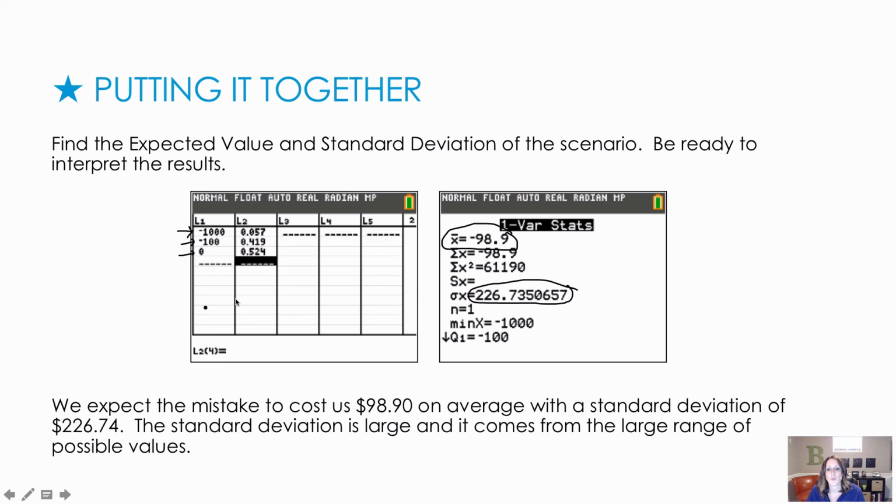Well, that means that we expect this mistake to cost us $98.90. Cost us because it's negative, on average. Our standard deviation is $226.74. It's kind of large because of the large range of possible values, so -1,000 up to 0. Again, we could do more talking about the empirical rule, but essentially this is how much we're expecting to lose. About $99 is what we expect to lose with a standard deviation of 227.